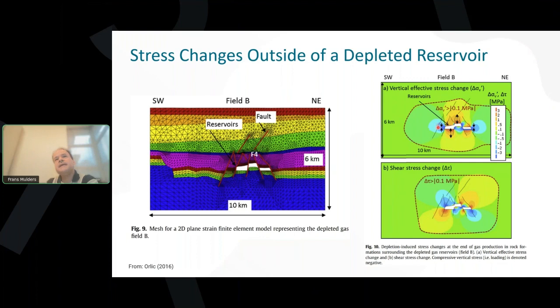So you can see as you deplete these wide reservoir zones, vertical stresses here increase at the sides, but they decrease above the reservoir, as the vertical stress tends to arch towards the side of the reservoir. And also the shear stresses on the faults can change accordingly.